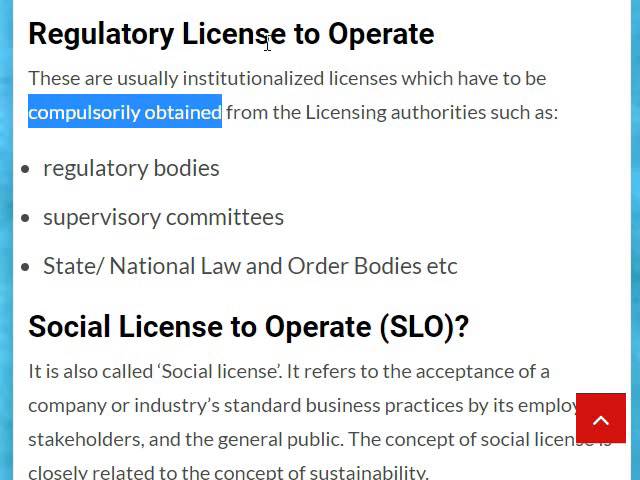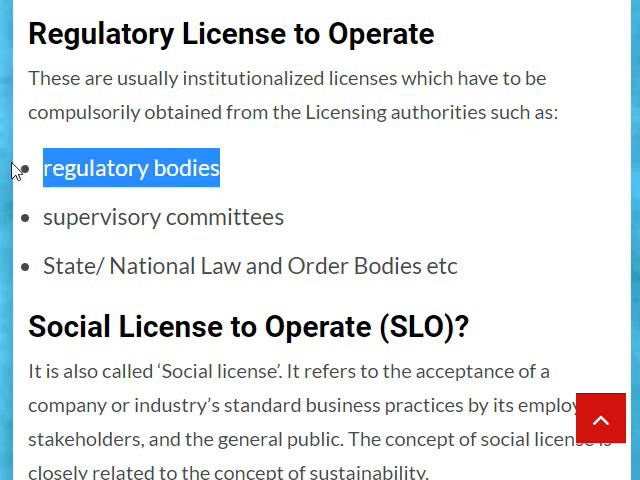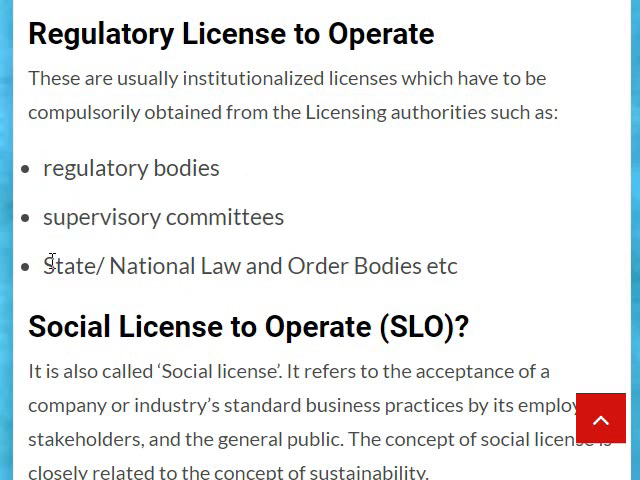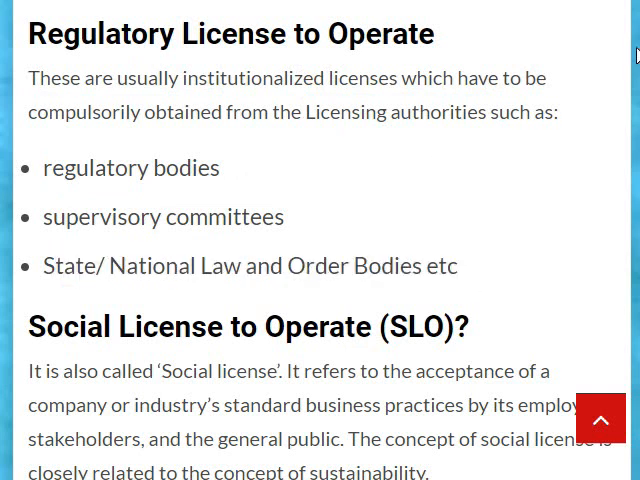And this regulatory license to operate has to be obtained from the licensing authorities. These licensing authorities could be regulatory bodies, supervisory committees, or state or national law and order bodies. There can be many more licensing authorities.